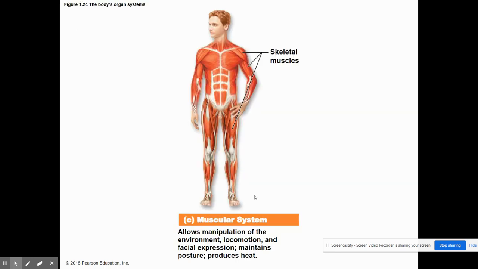So here's an image of the muscular system. So the main anatomical structure are the skeletal muscles, and the main physiological function is allowing manipulation of the environment, locomotion, and facial expression, maintaining your posture, and producing heat.